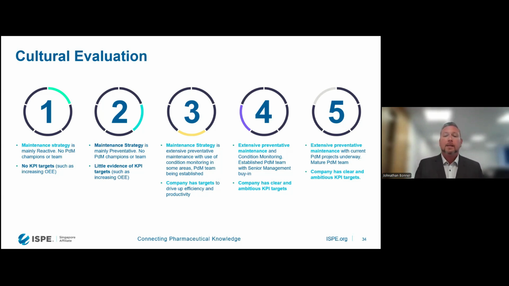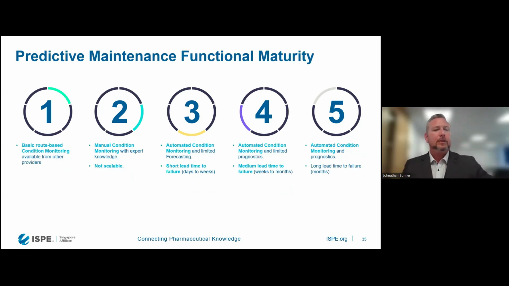And you will have, as a company, targets to drive up efficiency and productivity. And then 5 being an extensive preventative maintenance project or plan strategy underway, with PDM being investigated, or maybe you've even done predictive maintenance in the past, and your company has clear and ambitious KPIs and targets. So from there, we can then give a functional maturity, which is essentially an aggregation of these 2 elements.